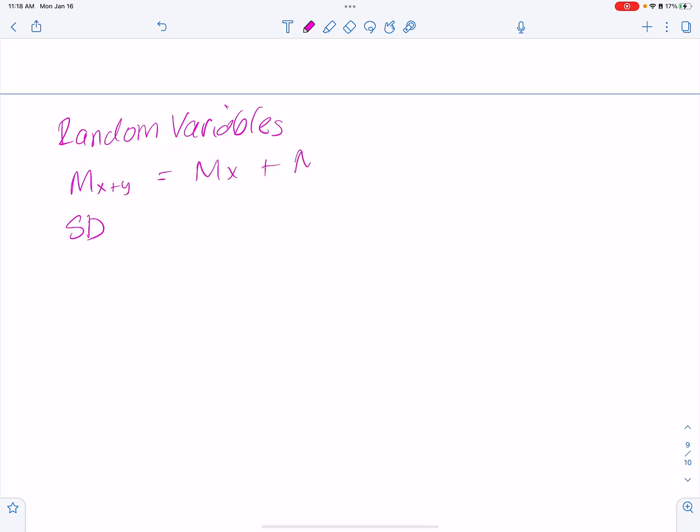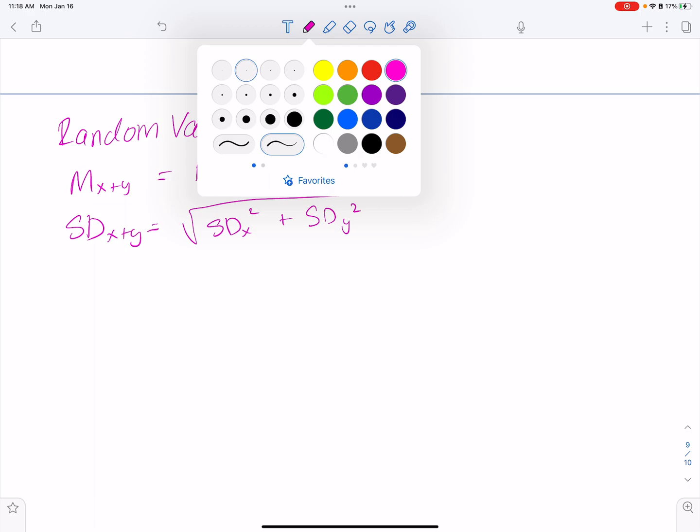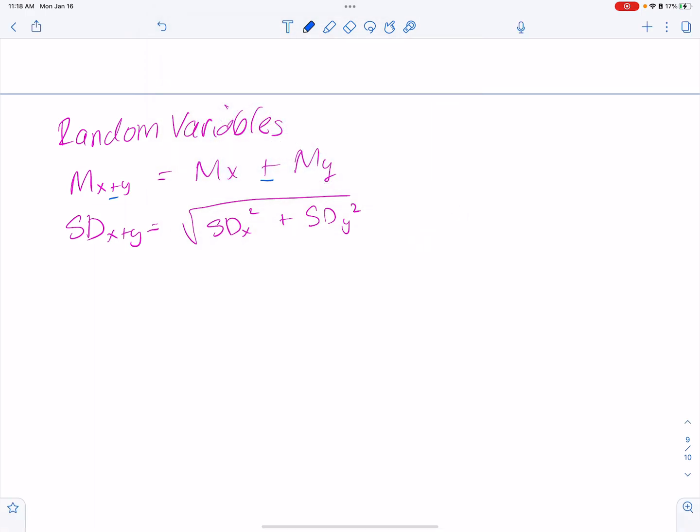All right, let's go to random variables. Remembering how to add random variables, multiply random variables, et cetera, here's how we're going to do it. Remember mean and standard deviation. For mean, x plus y is the mean of x plus the mean of y. For the standard deviation of x plus y, you cannot add the standard deviations. You can add the variances, so it's the square root of the standard deviation of x squared plus the standard deviation of y squared. Same with subtraction. If I made this a subtraction, this would still be an addition problem.